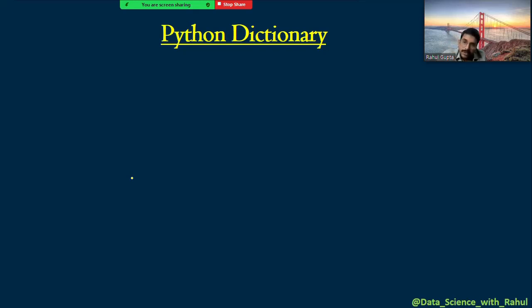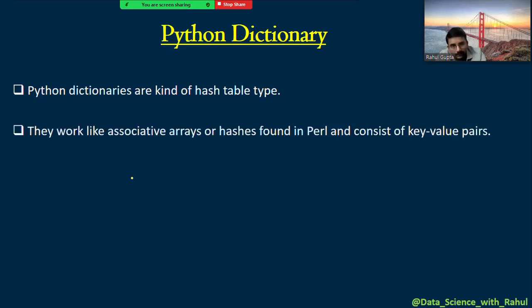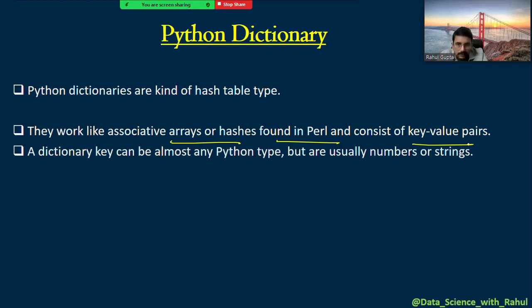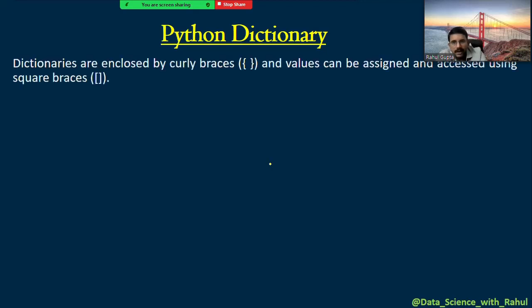Next thing is called a dictionary. What is a dictionary? See, dictionaries are a kind of table. Okay, they work like an associative array or hashes, that we find in the Perl language, or key value pairs. What is the meaning of that? See, dictionary keys are almost like any Python type, but they are usually numbers or a string. Okay. So let's see the example.